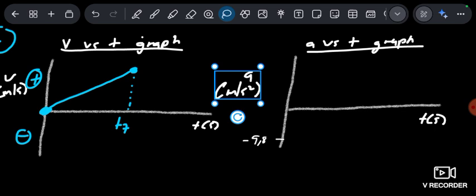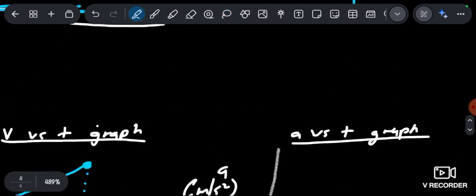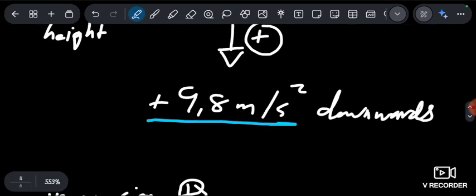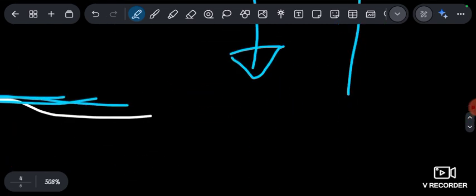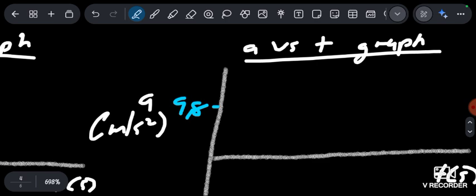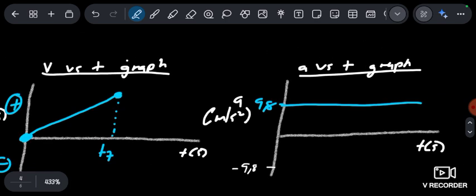Here, which direction do we choose as positive? We chose down as positive. Down as positive, meaning our acceleration is positive. So we have to draw our acceleration on the positive side. So we can say 9.8. And now it means our acceleration is going to be positive over there.